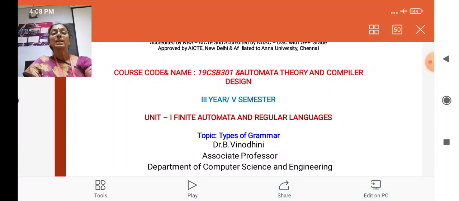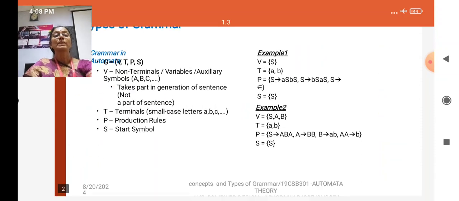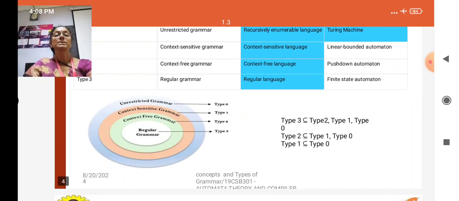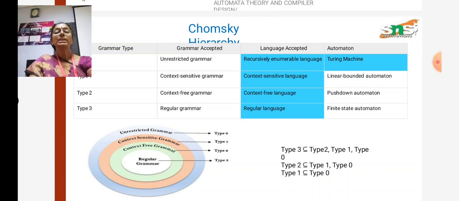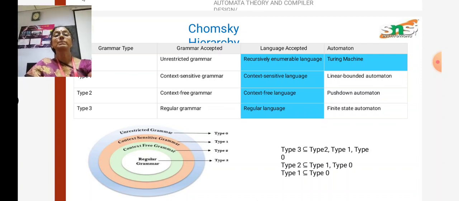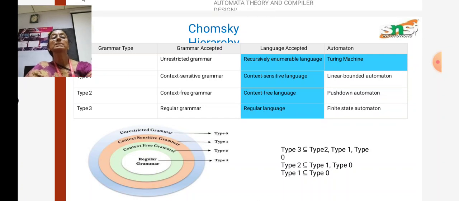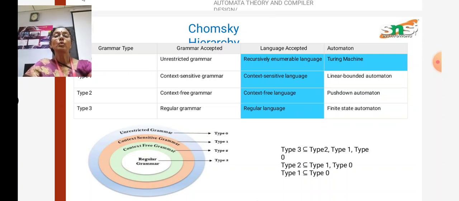In the last video we have seen the types of grammar based upon the Chomsky hierarchy, and how the types of grammar are classified. I recap that Chomsky hierarchy: type 3 belongs to type 2, type 1 and type 0. Type 3 accepts the regular grammar, type 2 is the context free grammar, type 1 is context sensitive, and type 0 is unrestricted grammar. Based upon that hierarchy, the 4 grammars are classified.